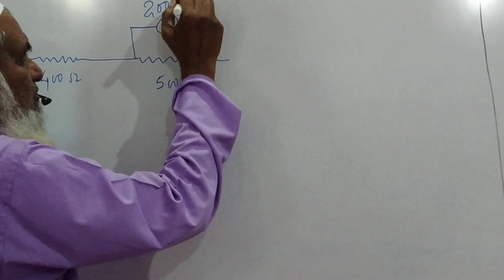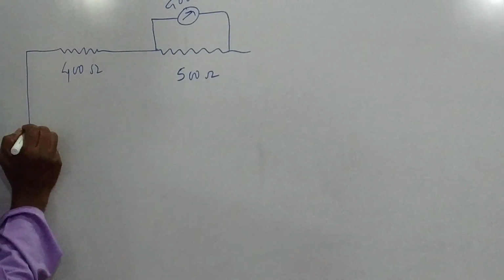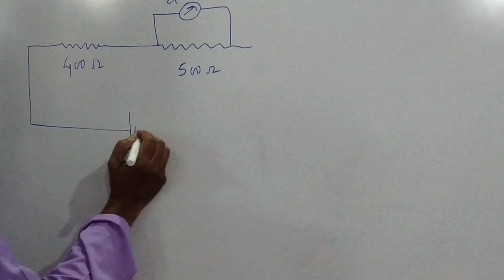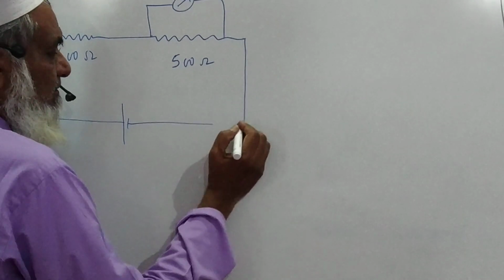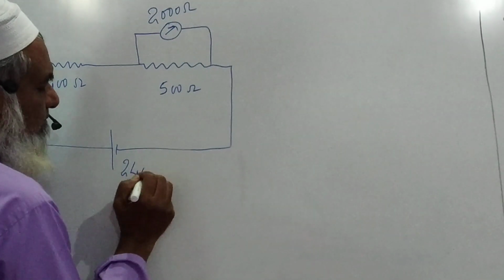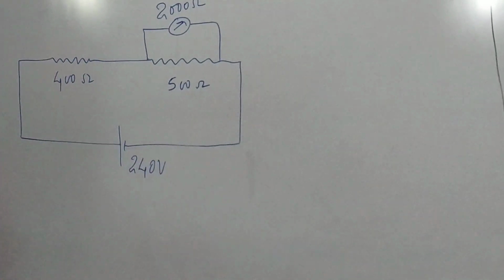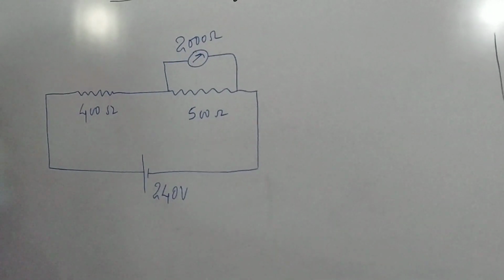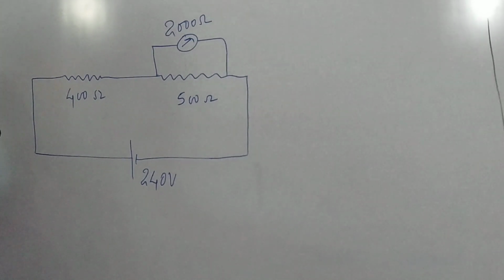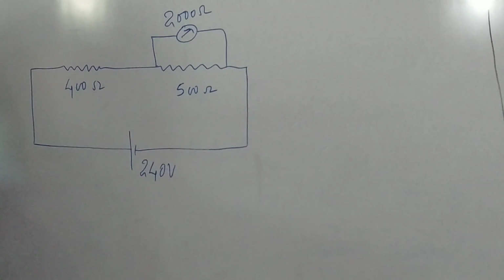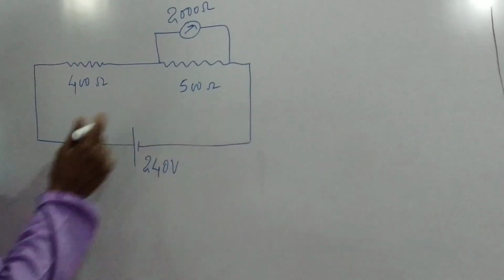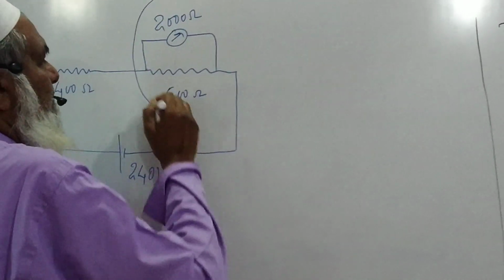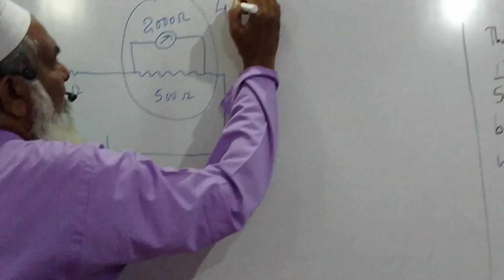Galvanometer resistance is 2000 ohm and here he is putting a supply of say 240 volt. Now what will be the galvanometer reading? Now as it is, this is 2000 parallel 500, so that makes it 400. 2000 parallel 500 is 400 and 400 here and 400 here. This total resistance parallel combination will become 400.